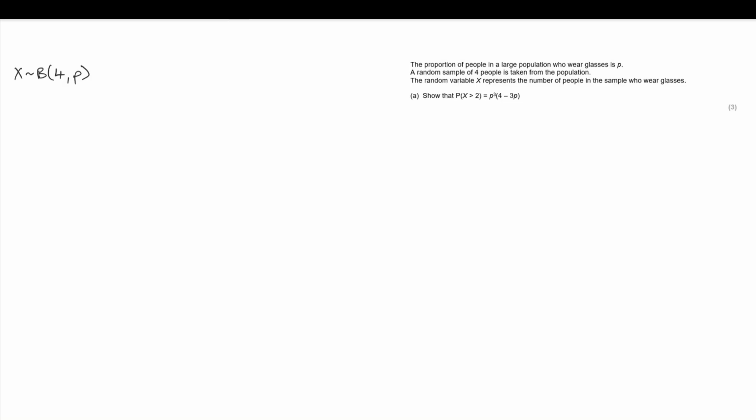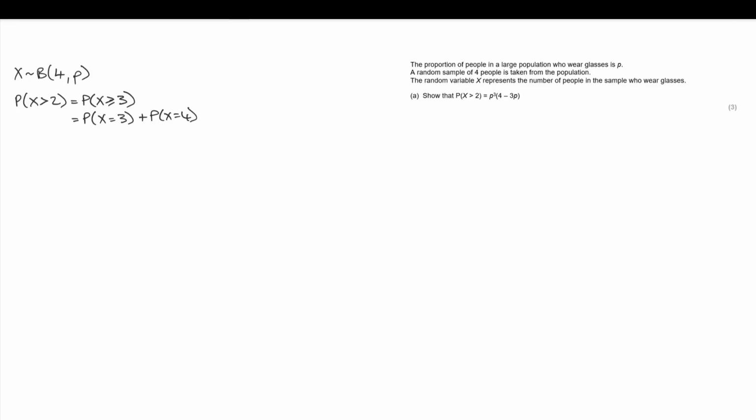The probability that x is greater than 2. Firstly, I'm going to want to rewrite that to use a value that I am including. So the probability that x is greater than or equal to 3. Well, if I only had 4 attempts, there's only 2 possibilities here. Either x equals 3 or x equals 4. And we'll be adding those together. Since we have an unknown value for p, we can't use our calculator here.